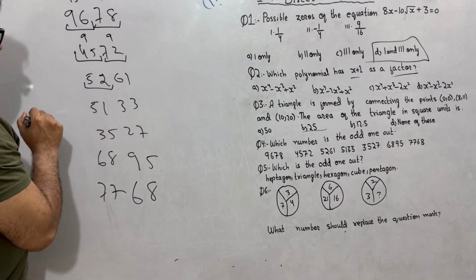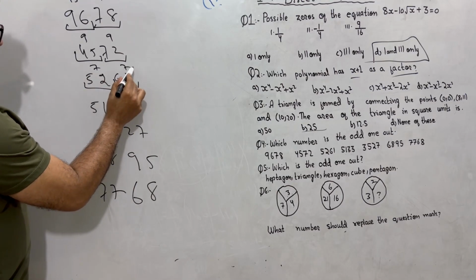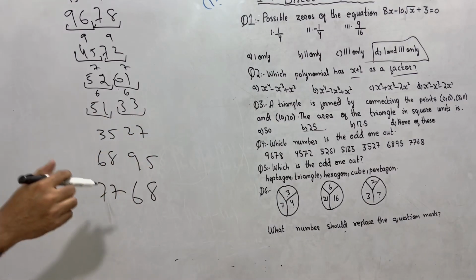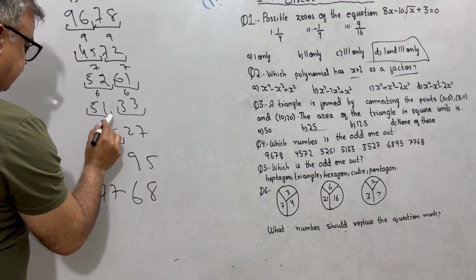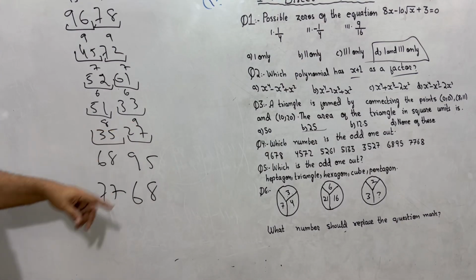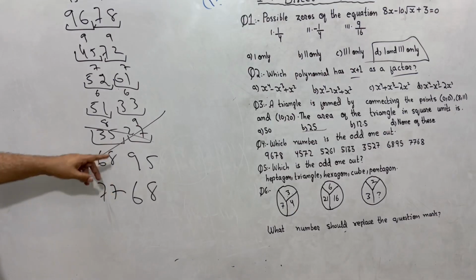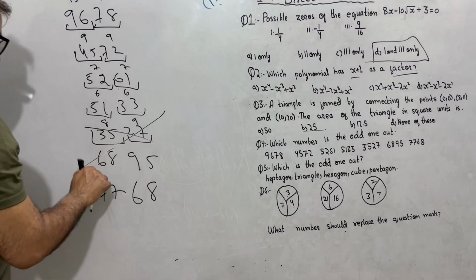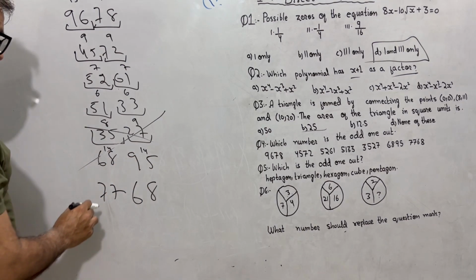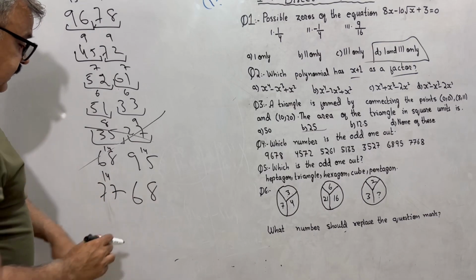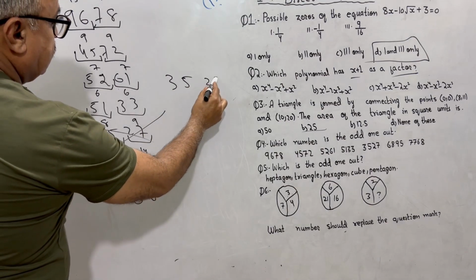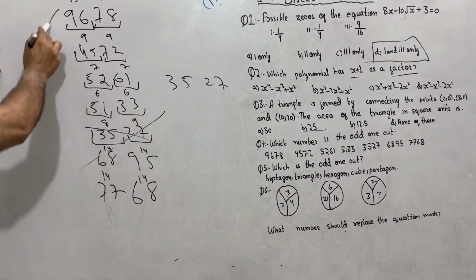What about this? 5, 2, 8, 7: 6 and 1 is 7, bingo. 5 and 1 is 6, and 3 and 3 is 6. What about this? 3 and 5 is 8, here 2 and 7 is 9. I think it is going to be the odd one out. Let's check the remaining one. 6 and 8 is 14, 9 and 5 is also 14. 7 and 7 is 14, 6 and 8 is also 14. So the number 3527 violates this beauty.